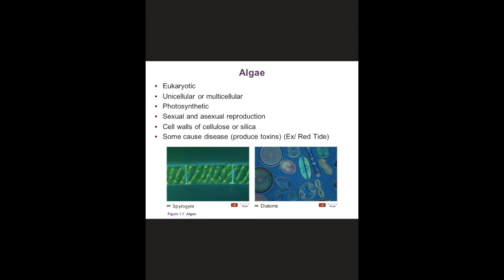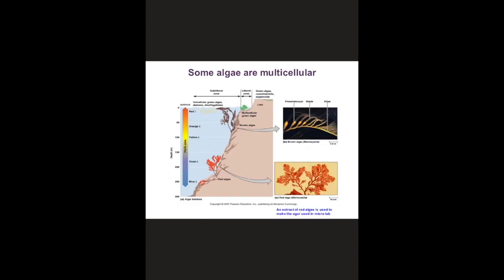Now, some algae do cause disease. For example, maybe you've experienced red tide and fish kills. And those would be examples of algae that act as animal pathogens. You also sometimes hear about algae in the context of multicellular organisms such as seaweed. Here's some red algae and some brown algae or kelp or green algae.